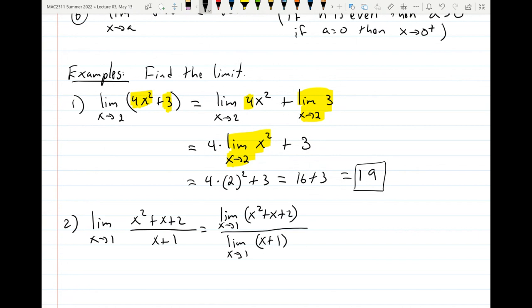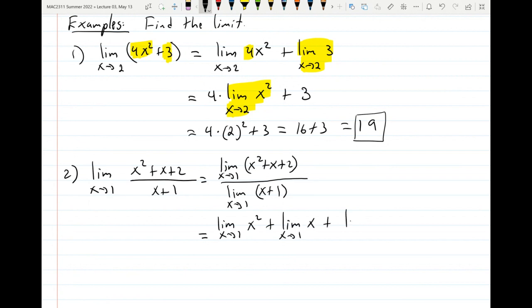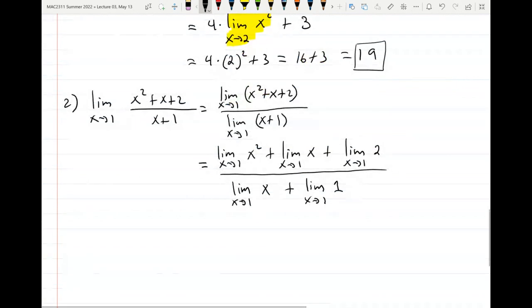Okay, so as one of the properties, we can use the other property on top to say that the limit of the sum is the sum of the limits. We wrote the property with two functions, but this can extend to as many functions as you want, okay? So if we're adding 3 functions, then that means that there are 3 limits here. Limit as x approaches 1 of x squared, plus the limit as x approaches 1 of x, plus the limit as x approaches 1 of 2, over, same thing in the bottom, limit as x approaches 1 of x, plus limit as x approaches 1 of 1.